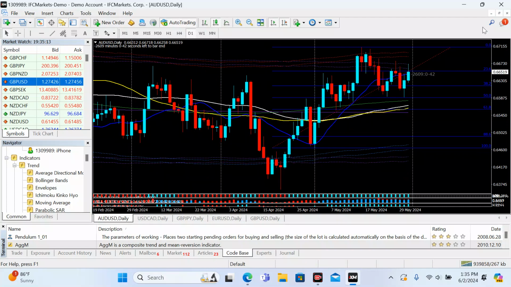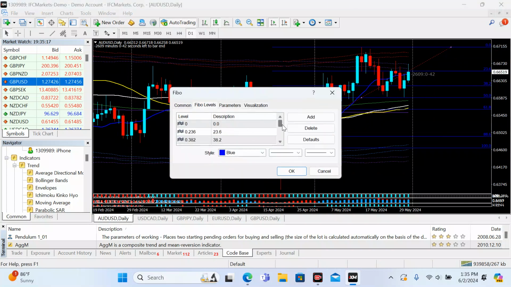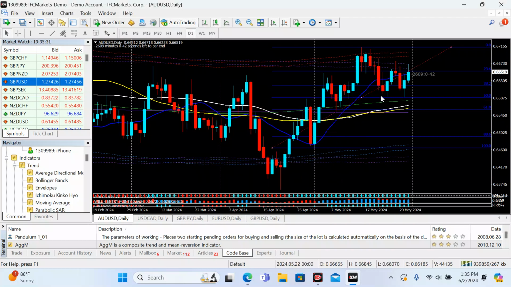Now let me show you my levels on the Fibonacci as well. If you don't have them, just pause the video and add all these levels that you don't have, because all these levels are valid and they are powerful, because it's a monthly time frame.